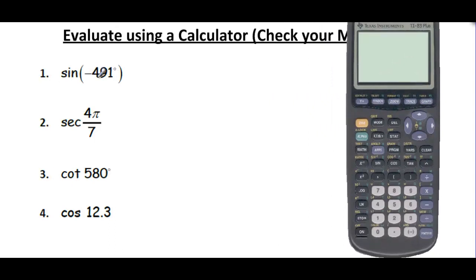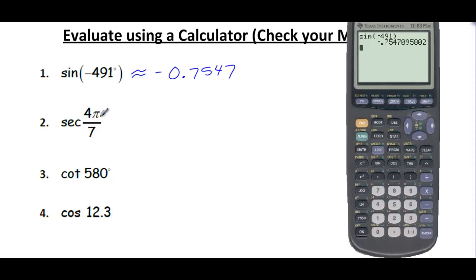Sine of negative 491 degrees. Well, because sine has its own little button right here, I'm just going to hit sine and then type in negative 491 degrees. It knows it's a degree because of the mode. And I'm going to hit enter, and all I have to do is write my answer. I'm going to put the approximate sign because I'm rounding. Negative, I'm going to put the 0 just so you guys can see it better. I'm going to round to 4 decimal places, 7547. And that's all you need to do.